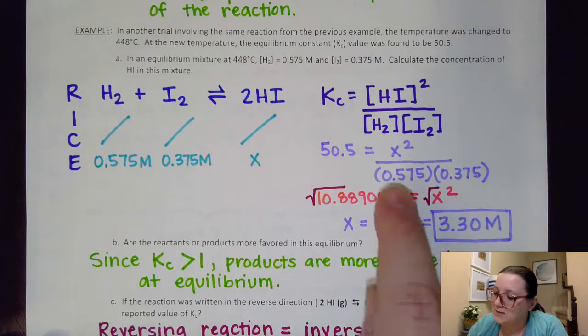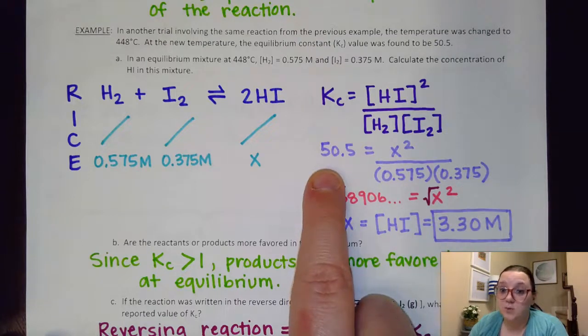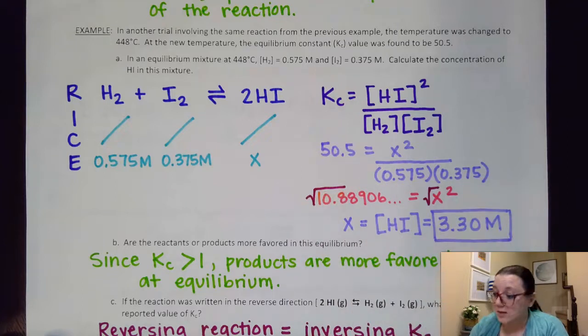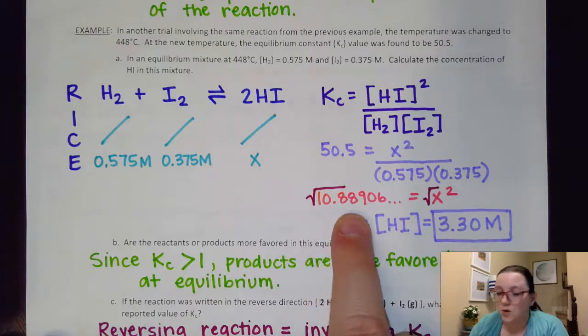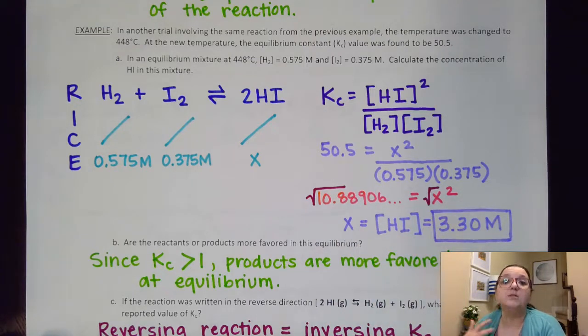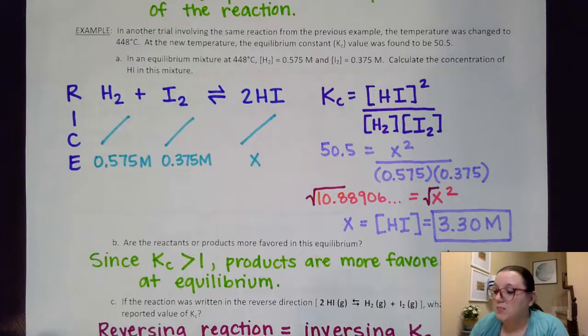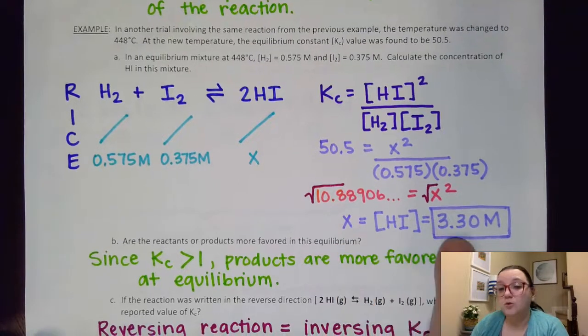So what I did is I multiplied the 0.575 and the 0.375 over to the side with 50.5. Once I multiplied all those 3 together, that got this 10.88906 number. That would equal X squared. And so then, of course, to undo the squared, I would square root both sides. Or, remember, square rooting is the same thing as raising to an exponent of 1/2. So if you had something other than 2 here, like if you had 3 or 4, you would just raise both sides to 1 over that number in order to undo that exponent. That got me that my X value, which is my HI, is equal to 3.30.